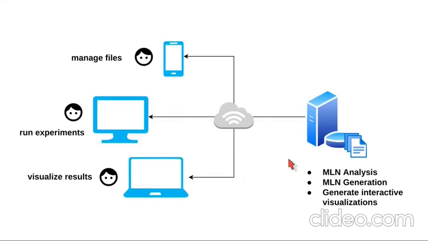So the core architecture, it's a full stack application. Users manage their files, run experiments, and get visualizations. They should be able to use this application on various platforms, and they should have an accessible interface across all of them. On the back end, the server should perform the actual application logic, like the MLN analysis, MLN generation, or generate those interactive visualizations.